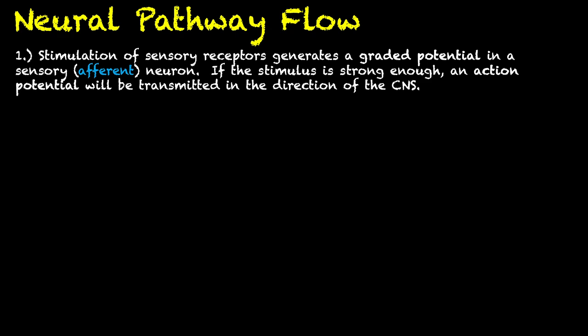Number one, stimulation of sensory receptors generates a graded potential in the sensory neuron. If that stimulus is strong enough, an action potential will be transmitted in the direction of the CNS. We're assuming that the shower water was very, very hot, so that means that the stimulus is very strong. So we kind of took it for granted that action potentials would be transmitted. Now, if the water was just kind of lukewarm, that stimulus probably wouldn't be very strong. So in that case, it's not a given that we would be sending information to the brain.